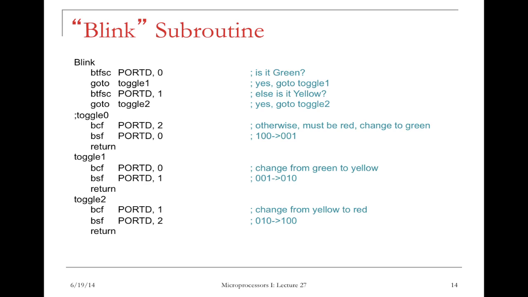The first instruction is BTFSC PORTD, 0. This is the instruction we talked about in the previous classes. This instruction will bit test a register, and in fact, we're going to test bit 0 of register PORTD. We're going to skip the next instruction if that bit is a 0. This SC here is to skip if the bit is a 0. If bit is a 0, we're going to skip the next instruction.